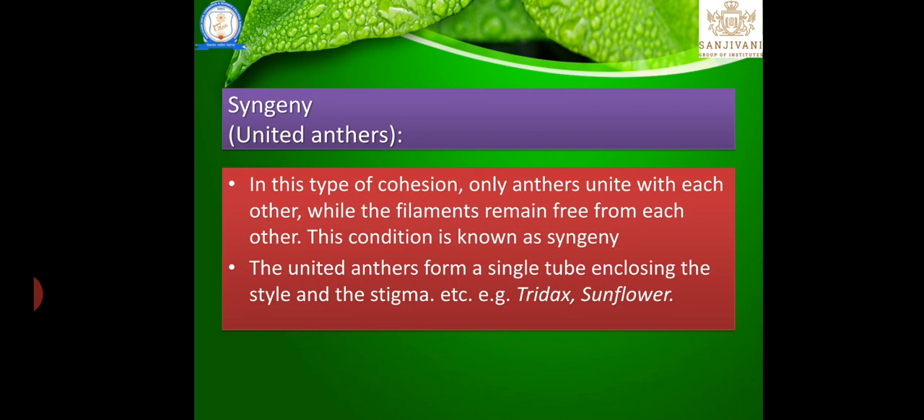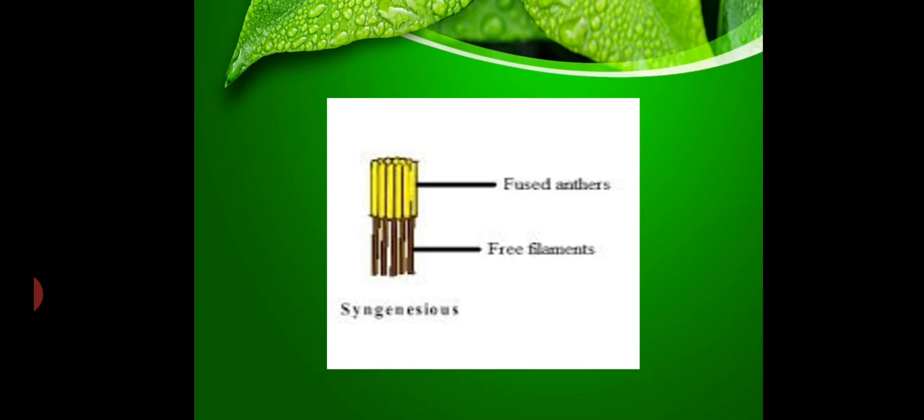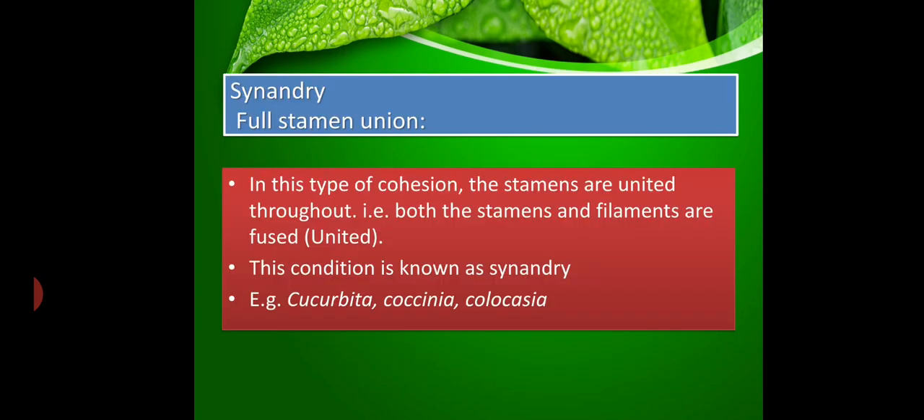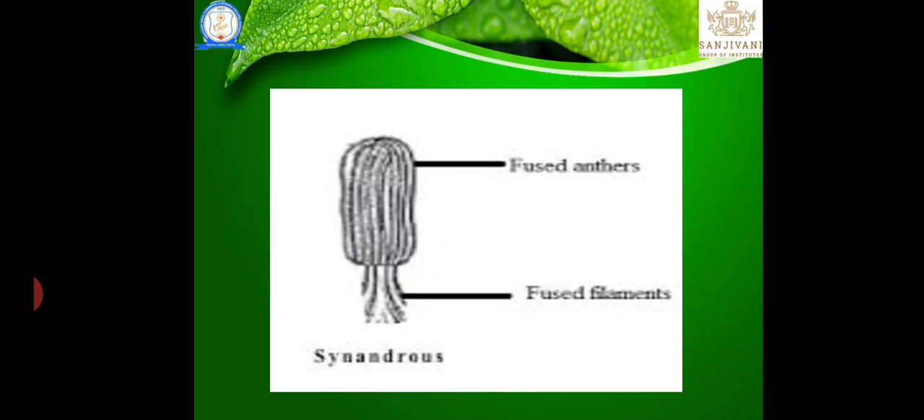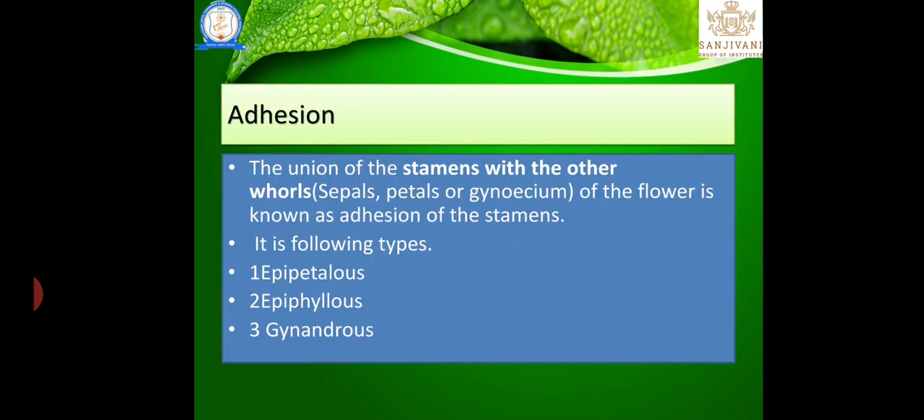The united anthers form a single tube enclosing the style and the stigma. For example, tridax and sunflower. Synandry: full stamens are united. In this cohesion, stamens are united throughout, both the anthers and the filaments. That condition is known as synandry. We can see the filament and the anther lobes are both united.